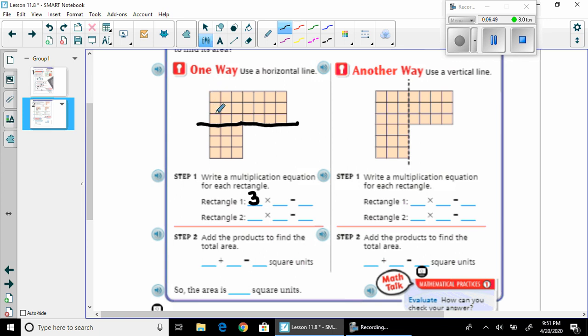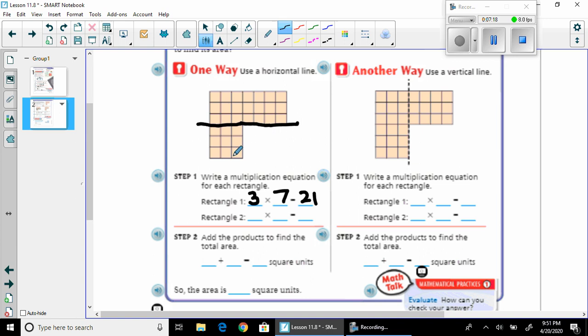Okay, so now I already found my length, and now I'm going to count my width. So 1, 2, 3, 4, 5, 6, and 7. So my second factor would be 7. Okay, so again, using multiplication, 3 groups of 7 is 21. Okay, rectangle 1 is done.